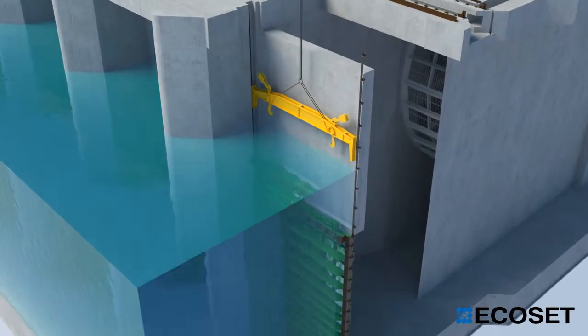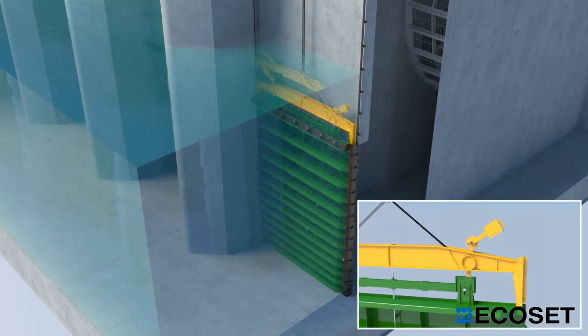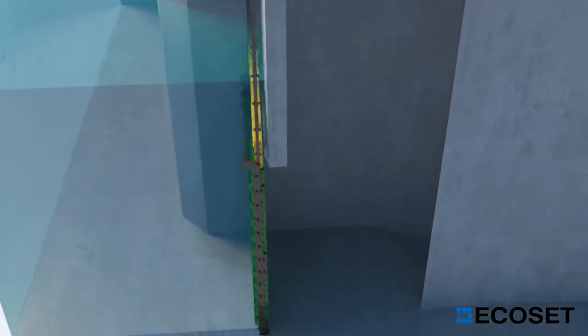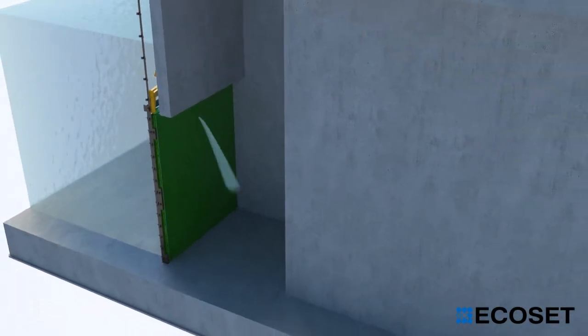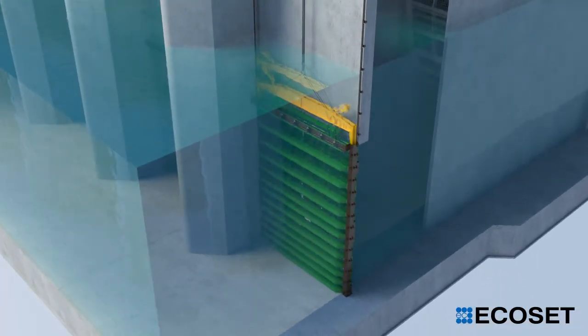Before lifting stop gate, equalizing valve must be opened first, and then the water level in front of and behind the stop gate must be equal. When the water level stays about the same, the stop gate must be lifted.